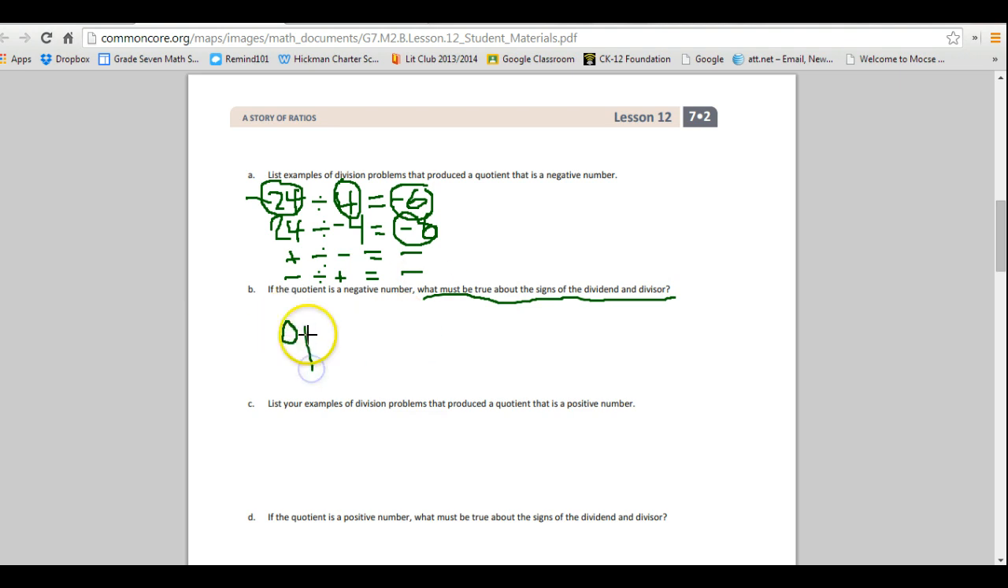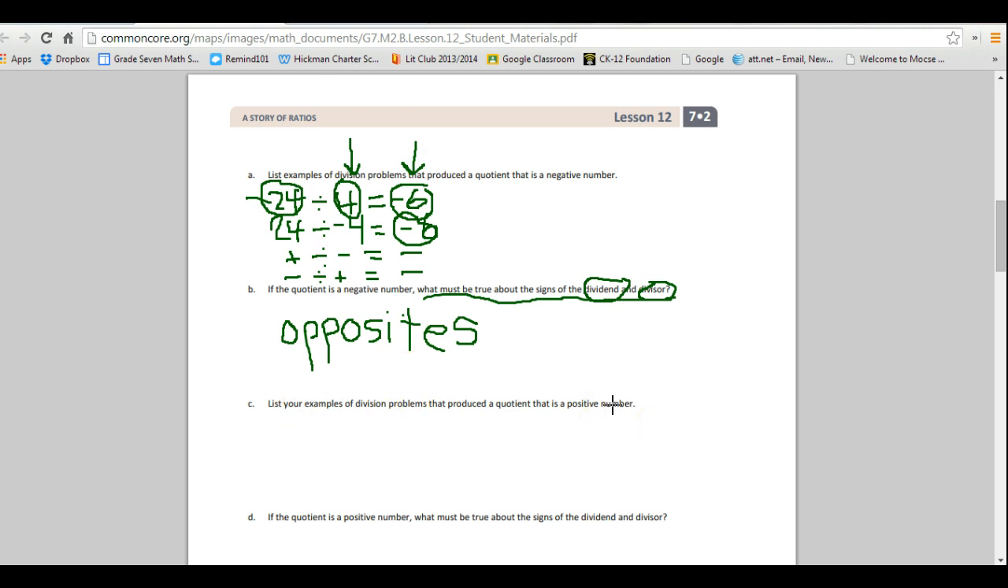They are negative and positive. We just said that right up there. It could either be a negative divided by a positive or a positive divided by a negative. So they are opposites. Again, dividend, divisor, these terms. I'm not sure how familiar you are with these, but the dividend is the larger number. The divisor is the number you are using to split it up, and the quotient is your answer.